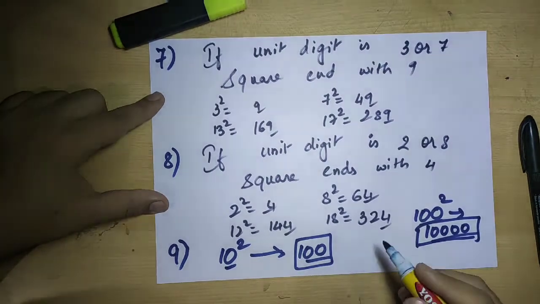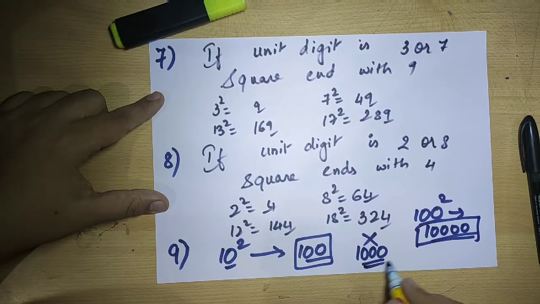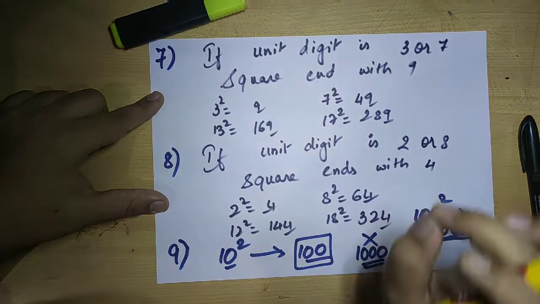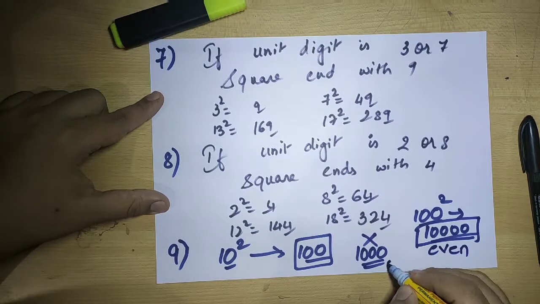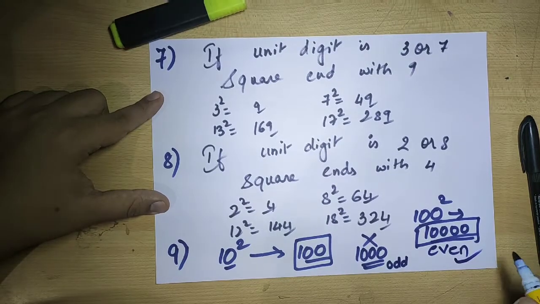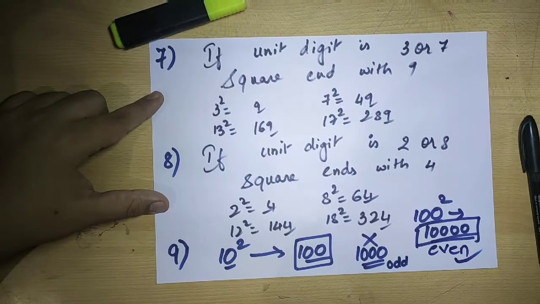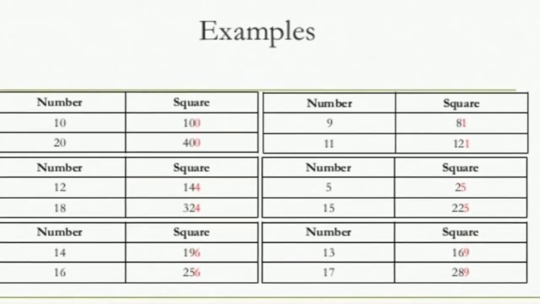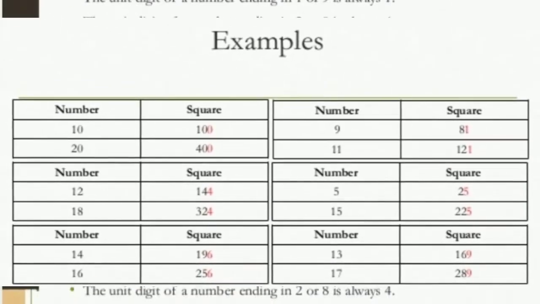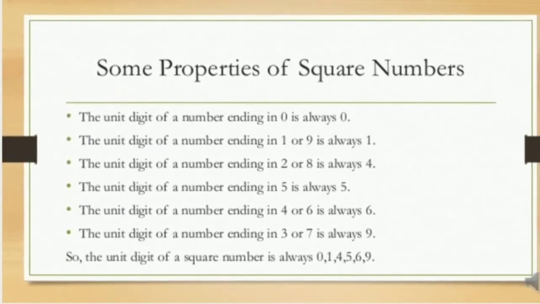And if it is like 1000, then it cannot be a perfect square because the number of zeros is odd. To be a perfect square, there should be an even number of zeros, not odd. If there is an even number, then it is right. If it is odd, then it is not a perfect square. This comprises your 9th, 10th and 11th properties of squares in your textbook. So these are the examples of the numbers and their squares. Please note it down. Summarize the properties of the square numbers. Please note it down.